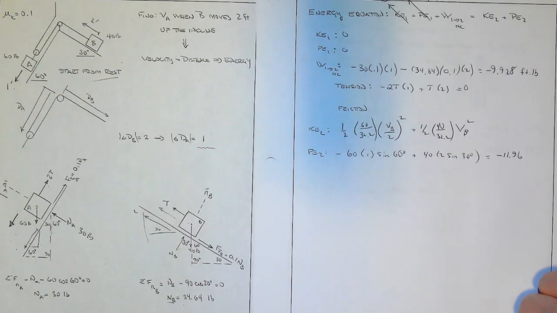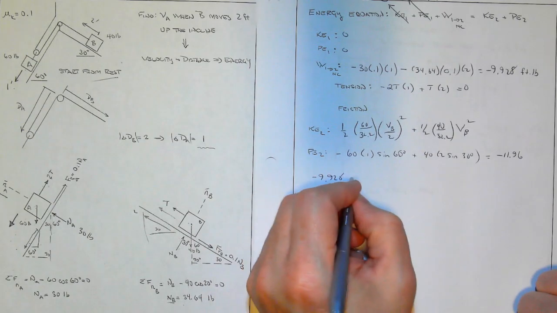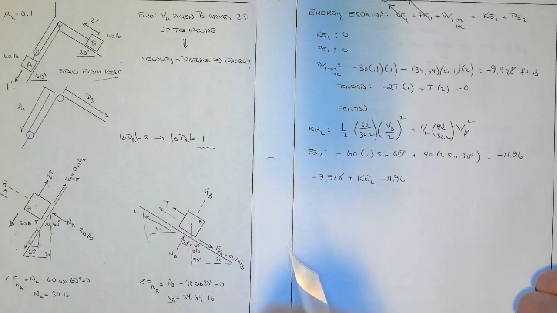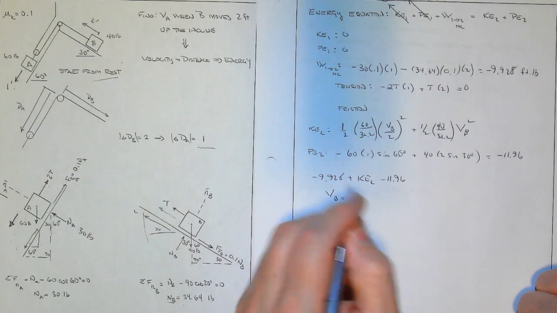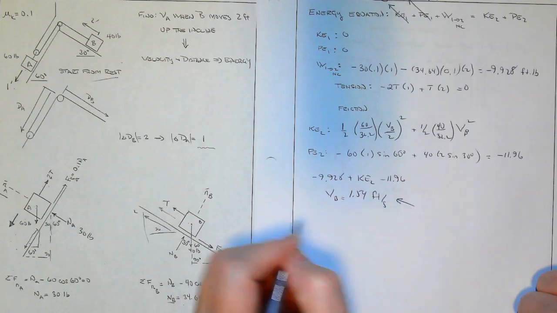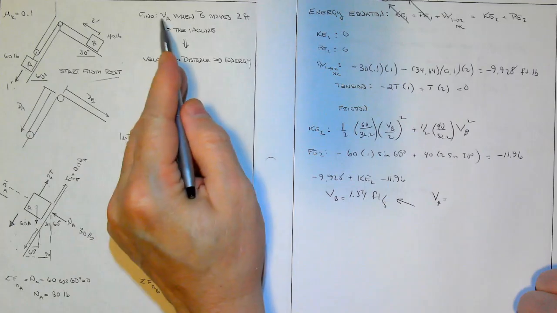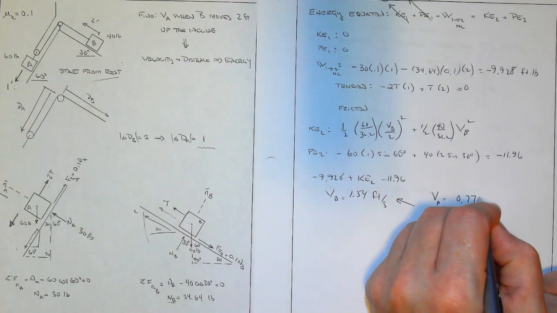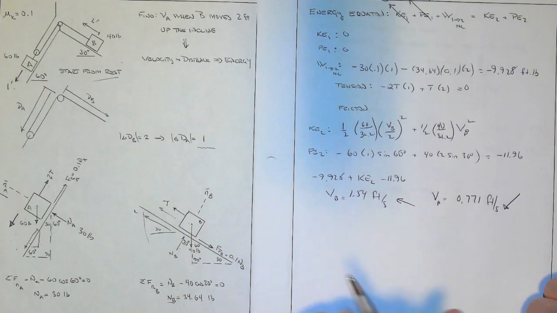So we can add all those things up: minus 9.928 plus all of that KE2, I'm not going to rewrite it, minus 11.96. Solve for VB, and we would get 1.54 feet per second going up the ramp. VA was what the question asked for. What is VA when it goes up 2 feet? Half of that, 0.771 feet per second going that way. Next problem.